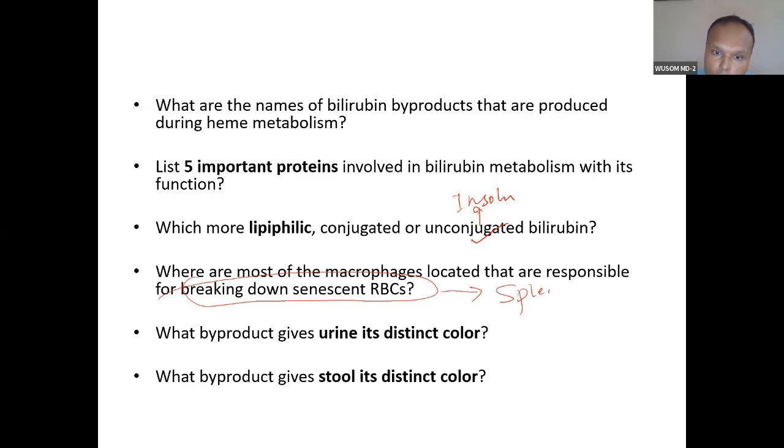Spleen. Okay. What byproduct gives urine its distinct color? Urobilin. What? Stercobilin. So these are the.